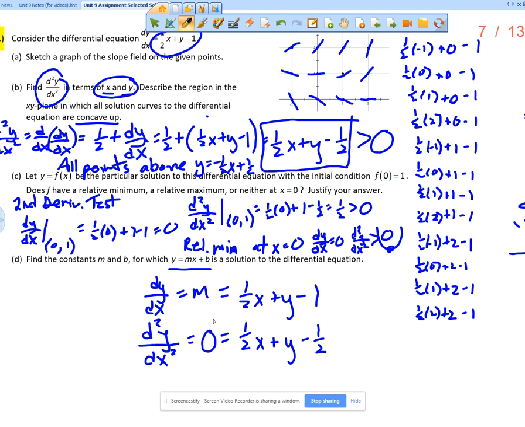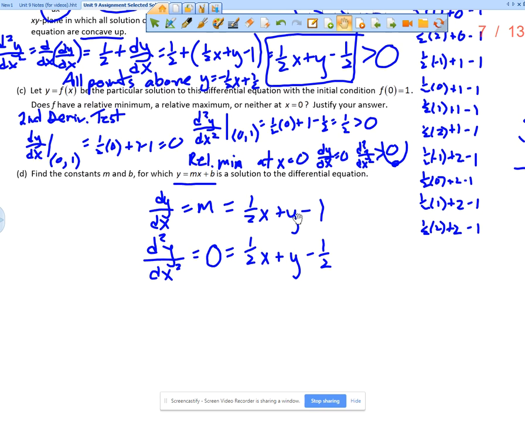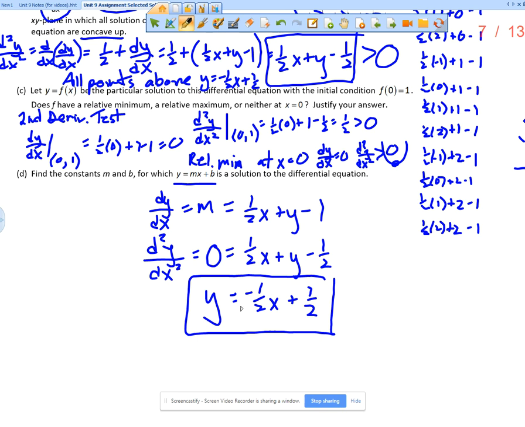So what is the only way that 1/2 x plus y minus 1/2 can equal 0? Well, if y is equal to negative 1/2 x plus 1/2, right? So y must equal negative 1/2 x plus 1/2. Therefore, m is negative 1/2 and b is positive 1/2.